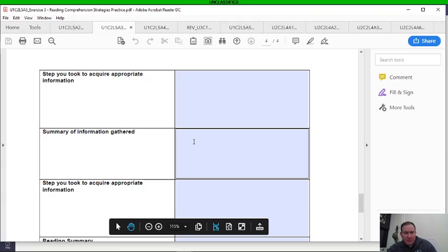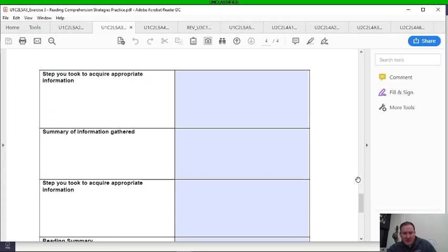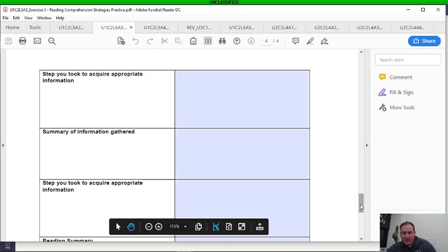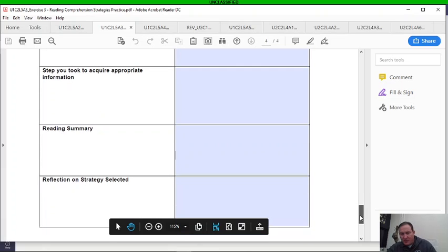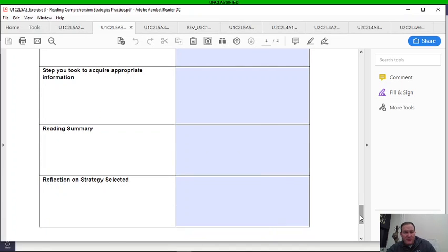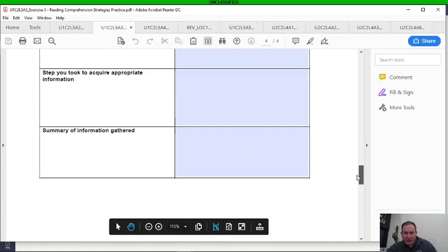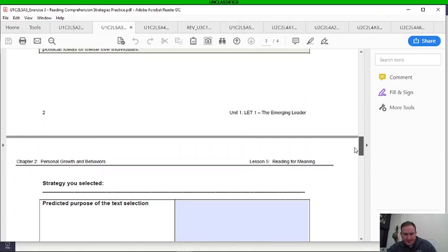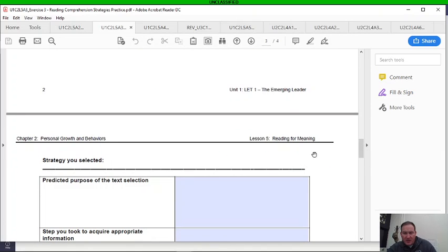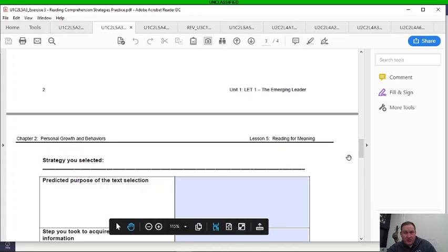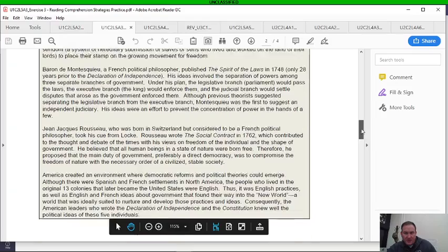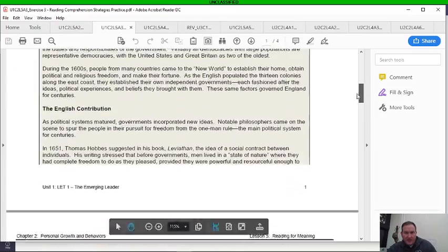So, the step you took to acquire appropriate information, a summary of information gathered, the step you took to, again, that's for each paragraph, if you use the strategy that employs that. Then at the end, a reading summary and reflection on the strategy selected. So I'm showing you your purpose right now, so you understand what is going to be asked, and you may need to, as you're doing this on your own, read just a single paragraph, come back down here and do this. Or for the video right now, you can pause it. If it helps for me to read it to you, that's awesome.